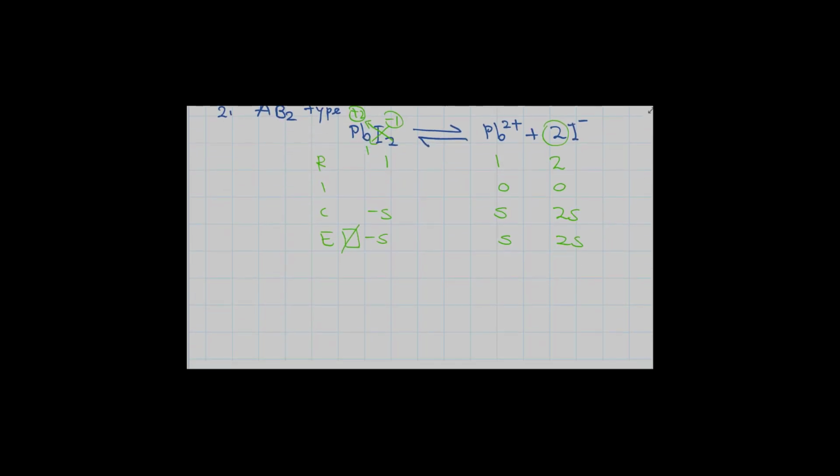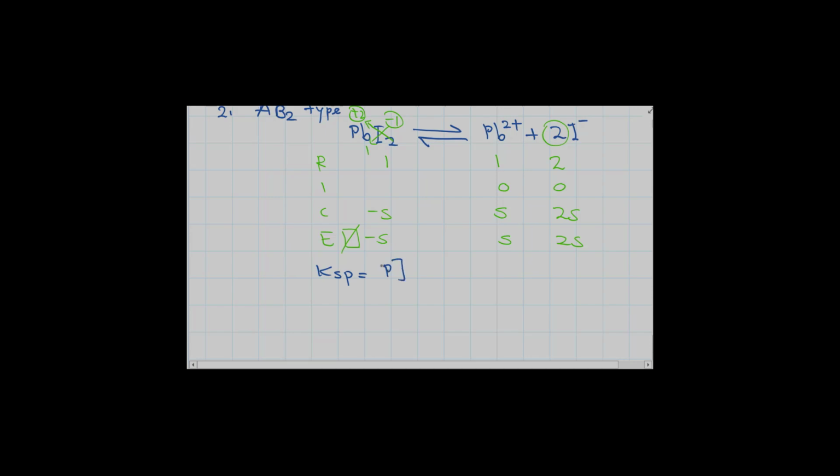Now, we have the second type. I call it the AB2 type. Sometimes you can call it A2B type. It's the same thing. A good example is PbI2, which dissociates into Pb2+ and 2I-, right? Now, we can write the crisscross rule to get Pb as 2+ and I as -. So the important thing is the 1, 1, 2 ratio. Initially 0, 0; lose minus S, gain S and 2S, right? And at equilibrium, minus S goes to S and 2S again.